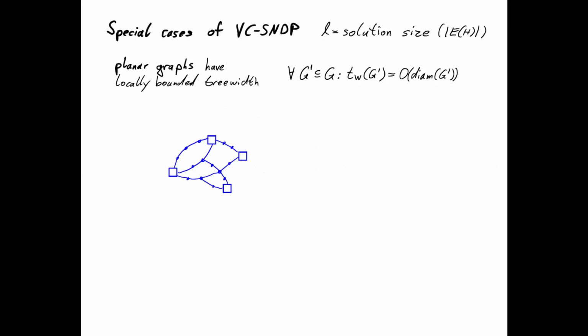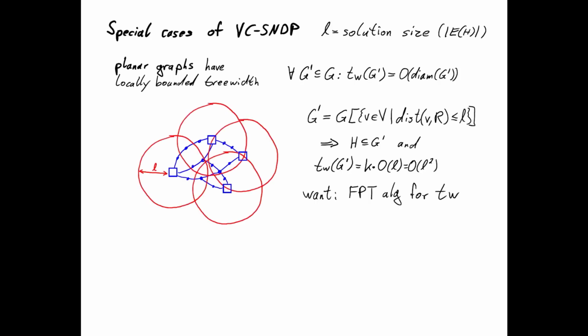Okay, so we also look at planar graphs. So here, it turns out it's not too hard actually to get an FPT algorithm. And here we exploit the fact that planar graphs have locally bounded tree width, which means that every subgraph has tree width bounded in its diameter. So what we simply do is we look at the subgraph that is induced by all the vertices that are at distance at most L from the terminals. And well, a simple observation is that now the diameter is bounded by k times L, where k was the number of terminals. And that means now also the tree width is bounded in this parameter.